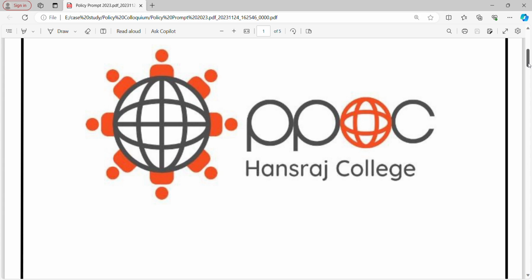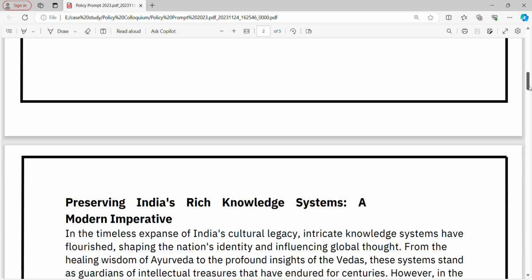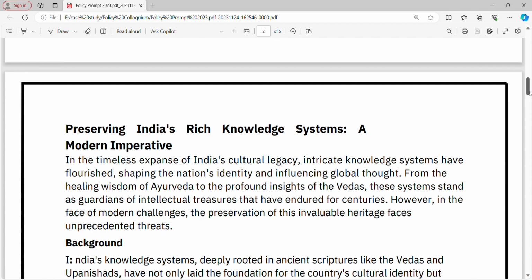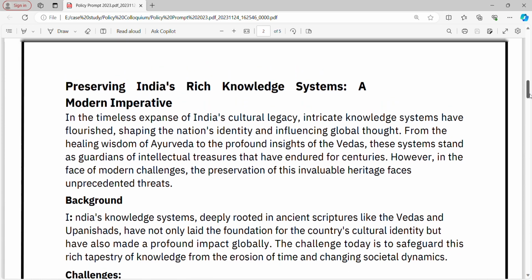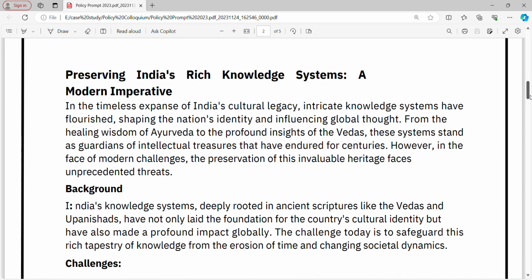So the case problem that we are discussing today is of category 2. Scenario is provided and a set of questions are also provided. Cool. So we can go with the case scenario. The case is all about preserving India's rich knowledge system as a modern imperative.